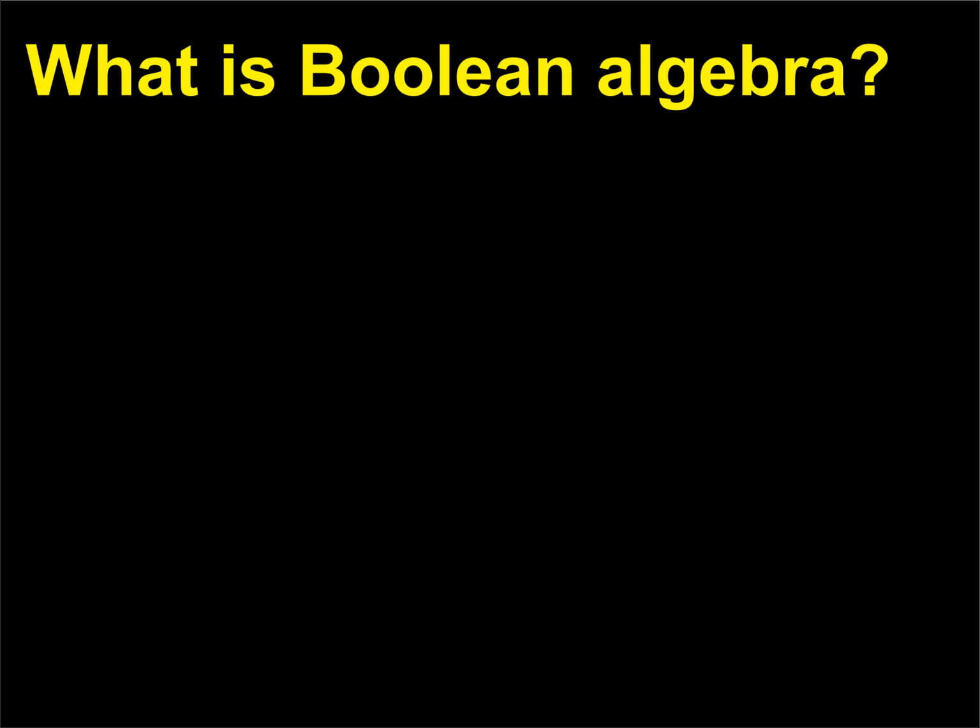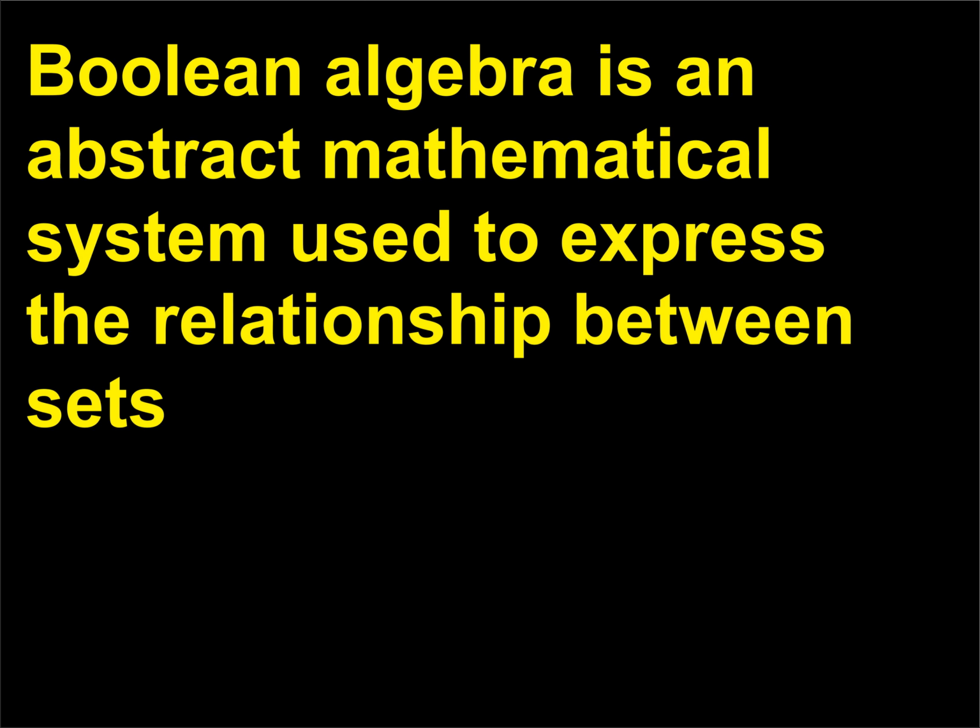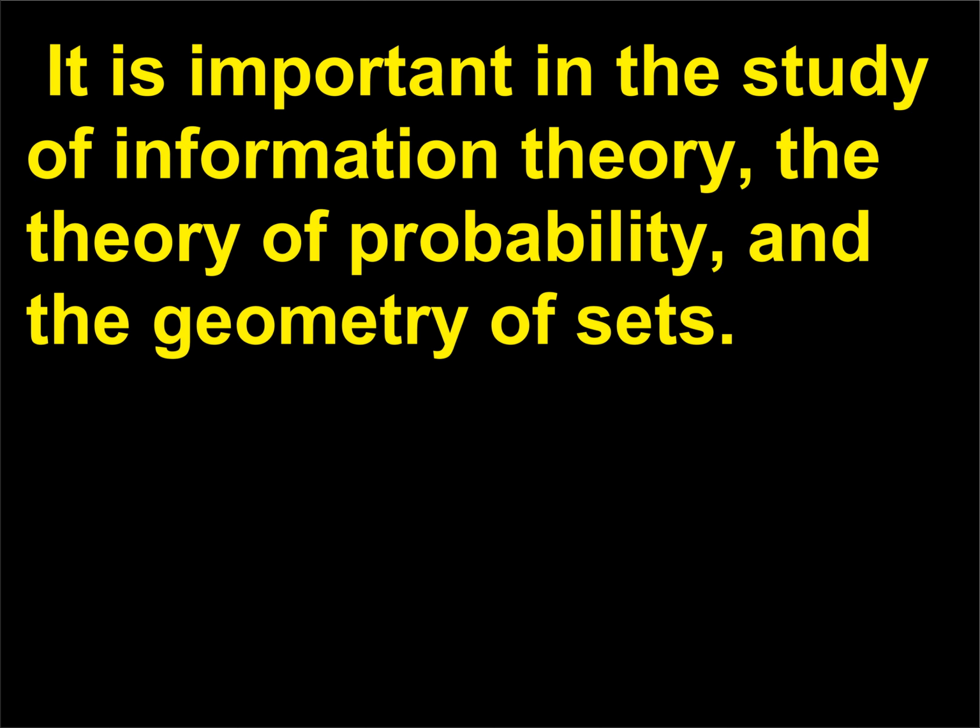What is Boolean algebra? Boolean algebra is an abstract mathematical system used to express the relationship between sets, groups of objects or concepts. It is important in the study of information theory, the theory of probability, and the geometry of sets.